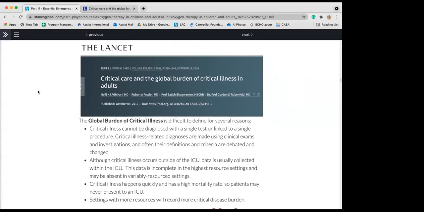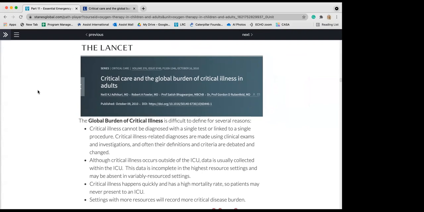So here we have some definition from Lancet, where we have critical care and global burden of critical illness in adults. This is a paper where they are saying the global burden of critical illness is difficult to define for several reasons.